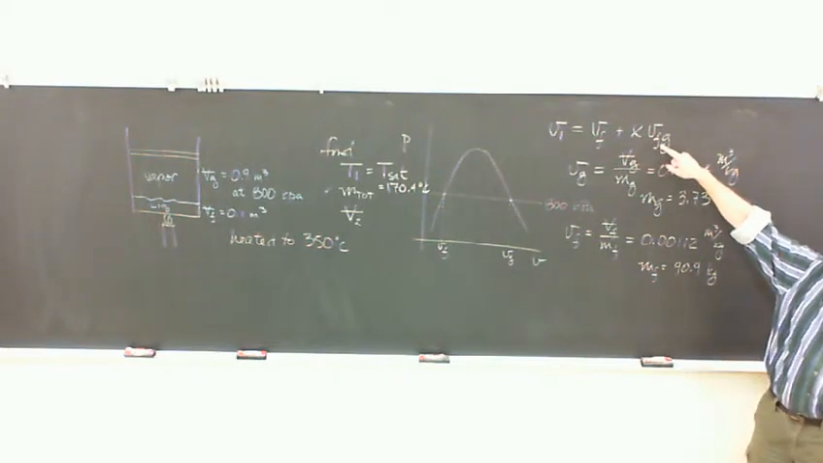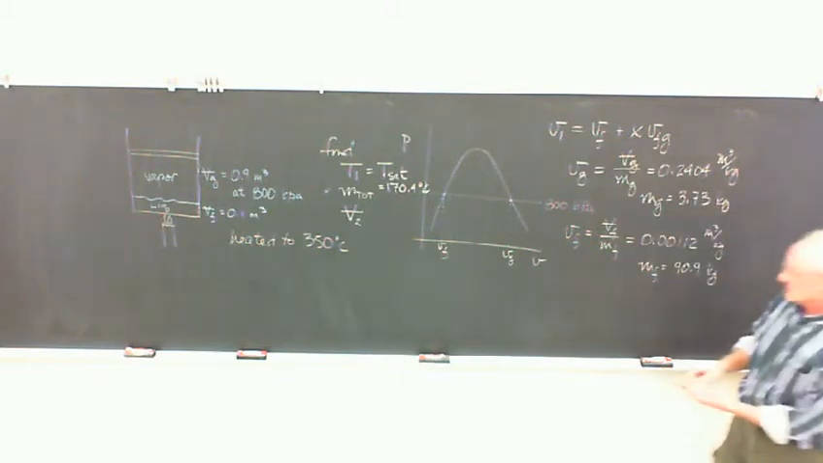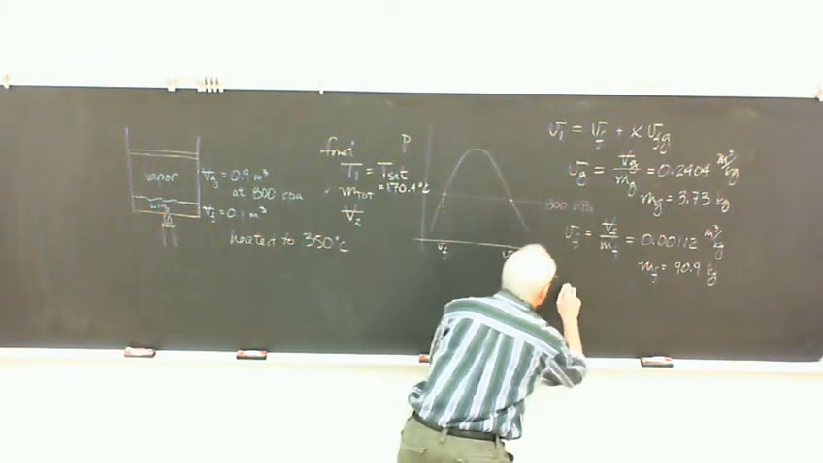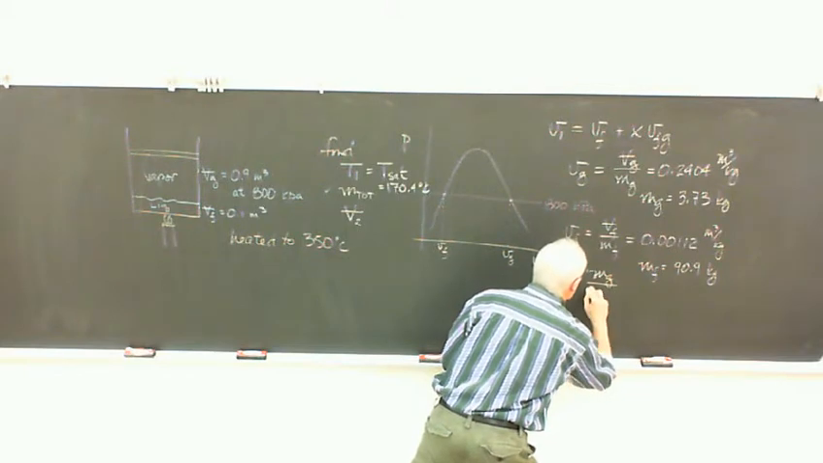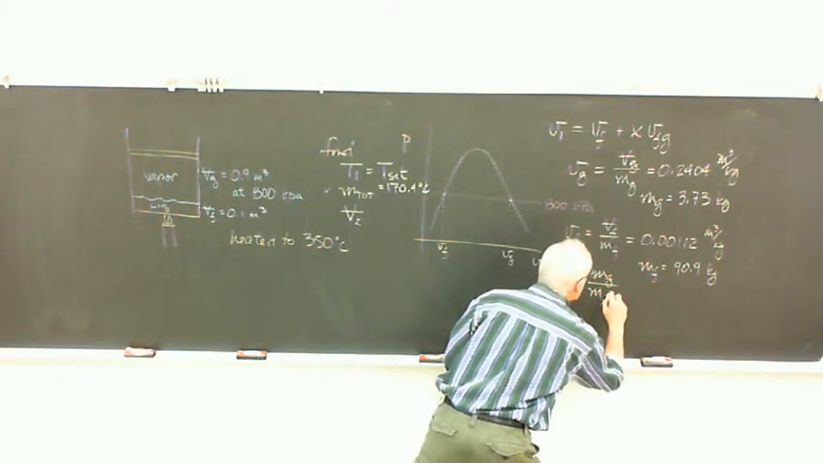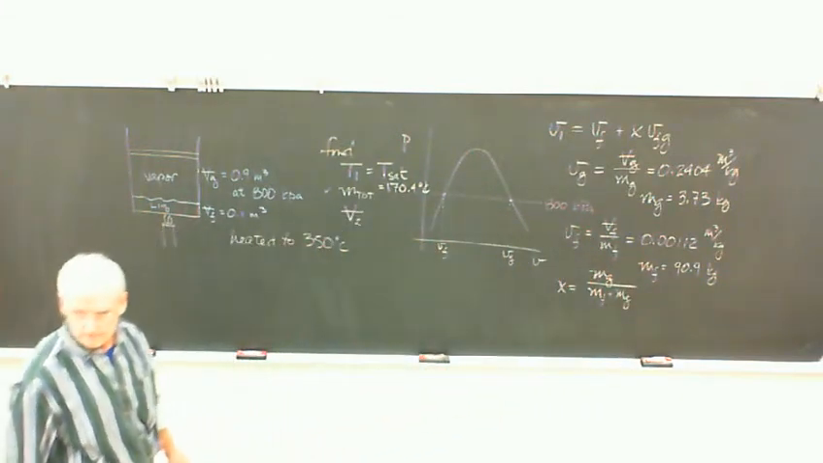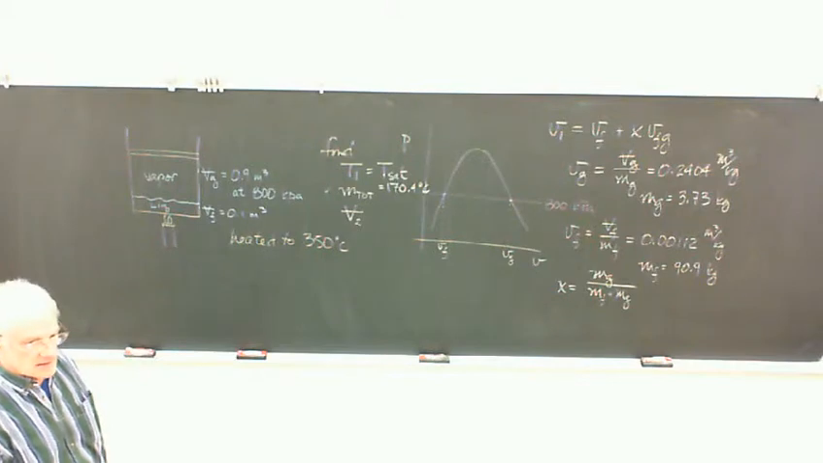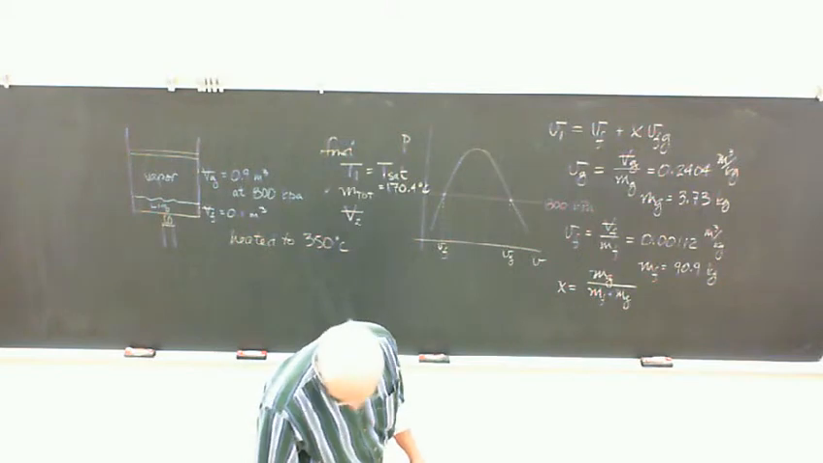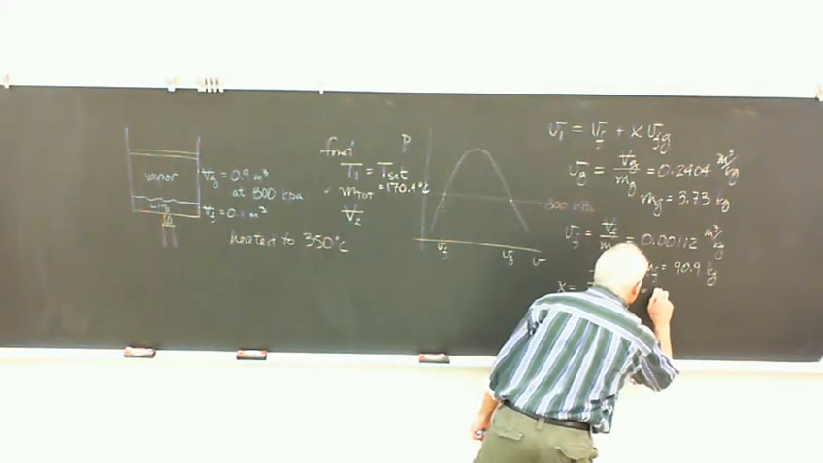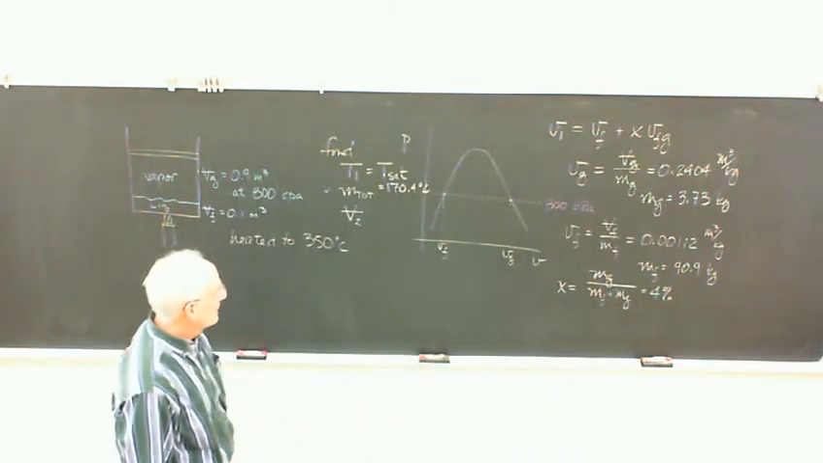We can now find the quality. You can either use these numbers and solve for x, or you can use the fact that we now know the masses directly. So remember, it's mg over mf plus mg. It just makes sense to use those values to figure out what the quality is, since that's how quality is defined, and we have those values. Comes out to be about 4%, 0.04.